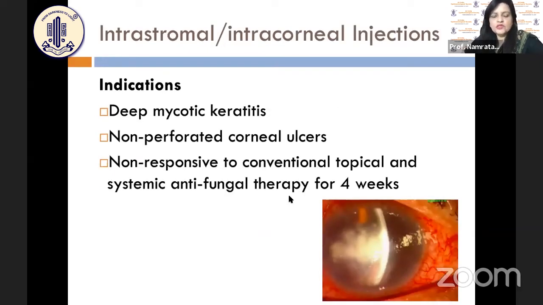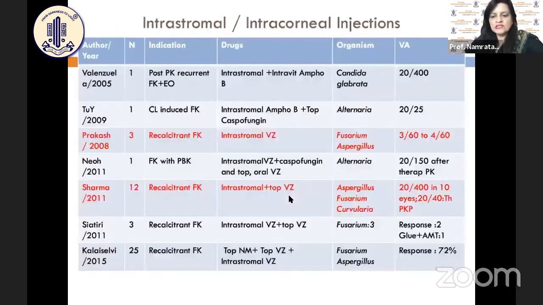Then we could give intrastromal injections in deep mycotic keratitis, non-perforated corneal ulcers, not responding to conventional topical and systemic antifungal therapy for 4 weeks. And these are some of the anecdotal reports.